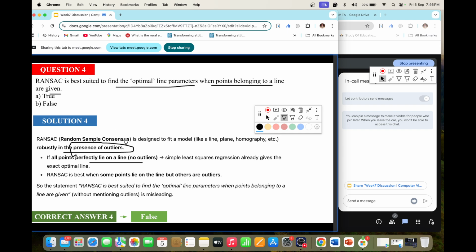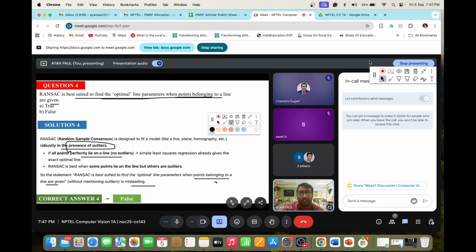So the statement that RANSAC is best suited to find the optimal line parameter when points belonging to a line are given is actually misleading. Okay, this statement is true for least square, not for RANSAC. So this statement that has been given is actually true for least squares, not RANSAC. Okay, so that is why this is a false statement. So is it clear? Clear, right? Okay.